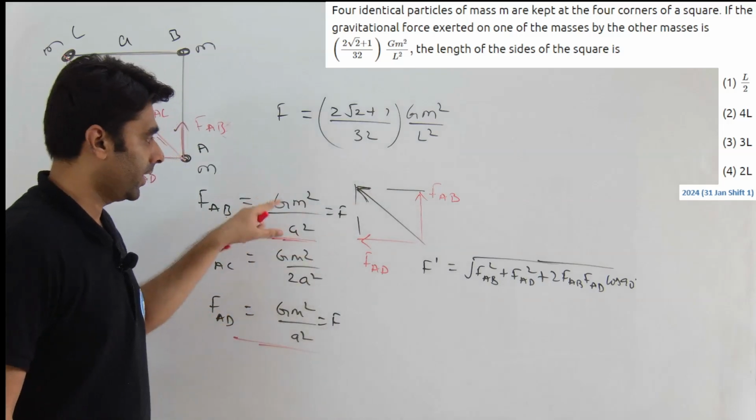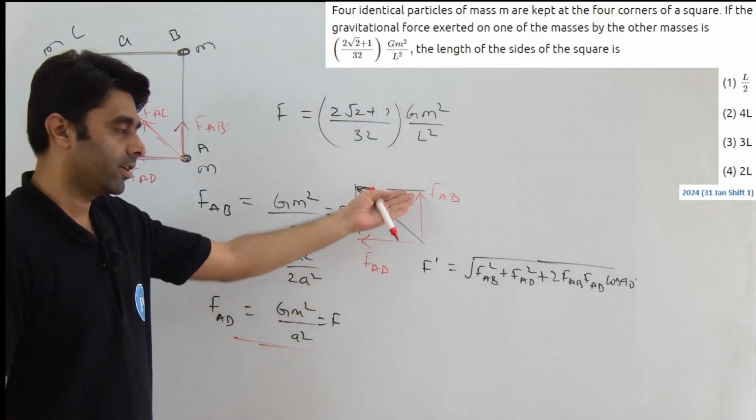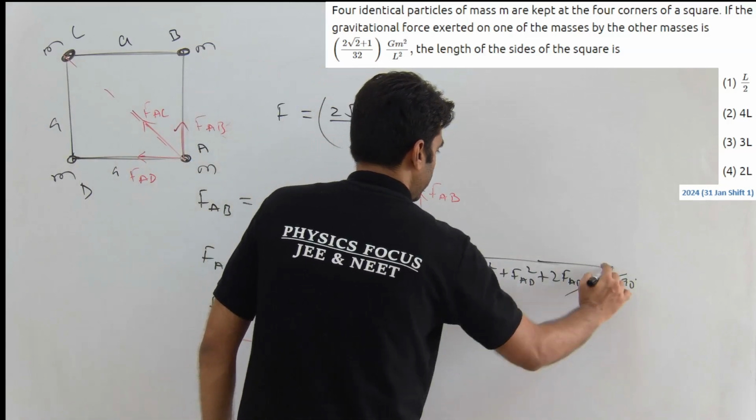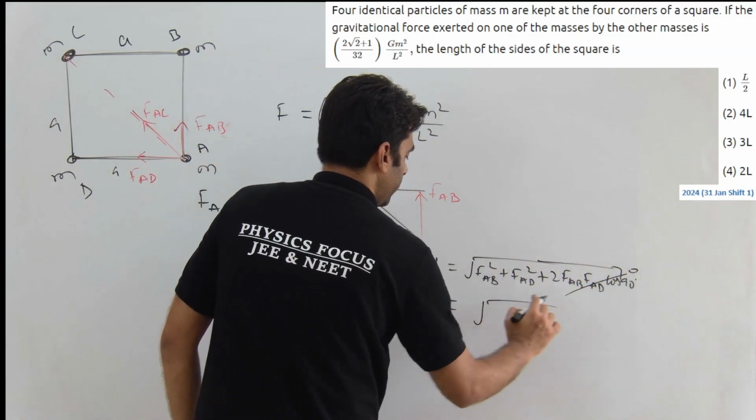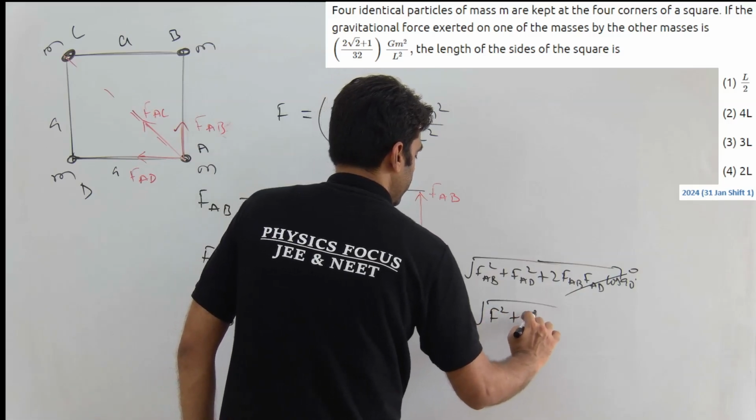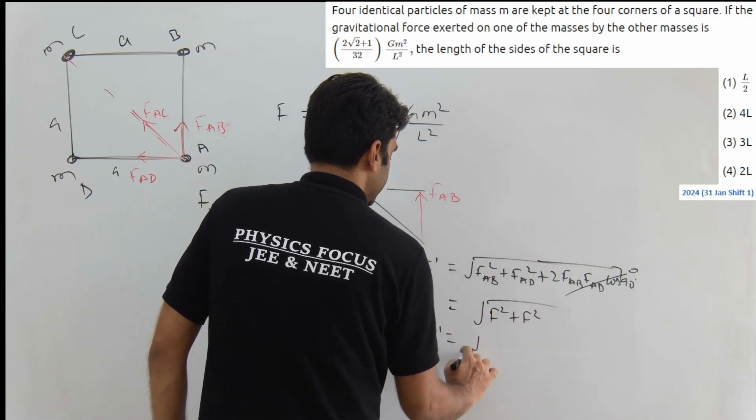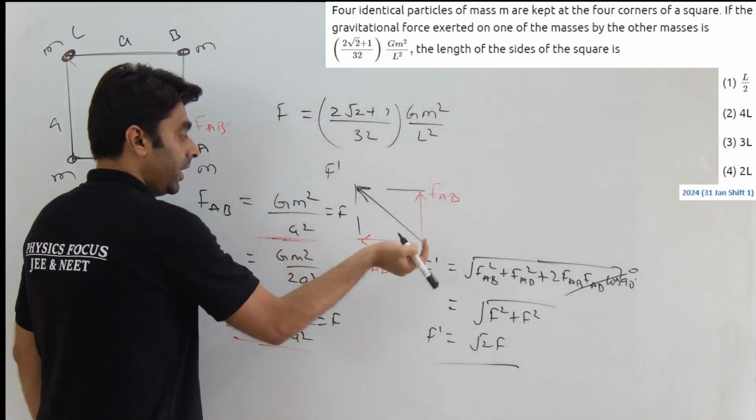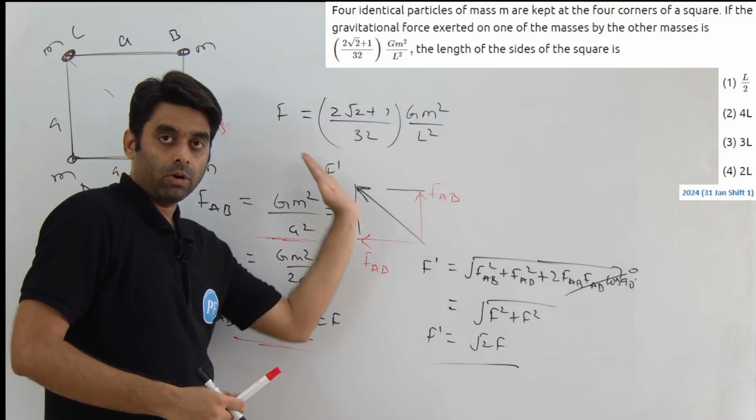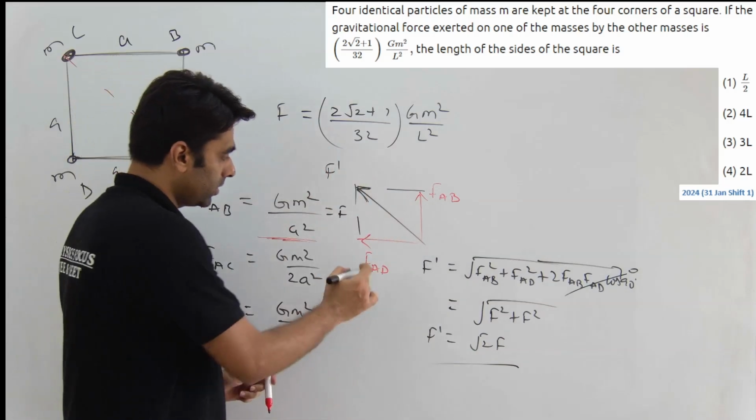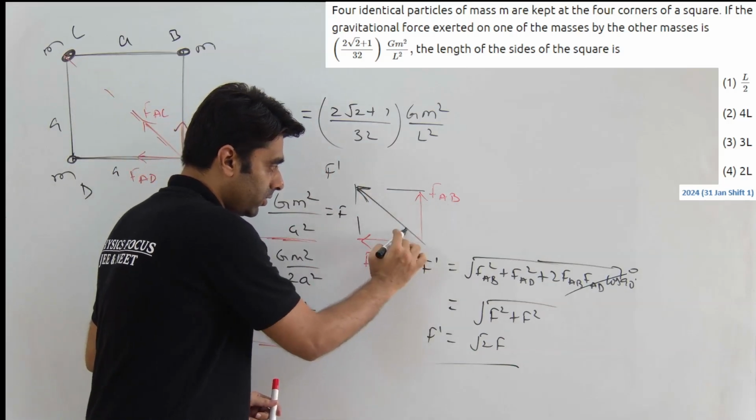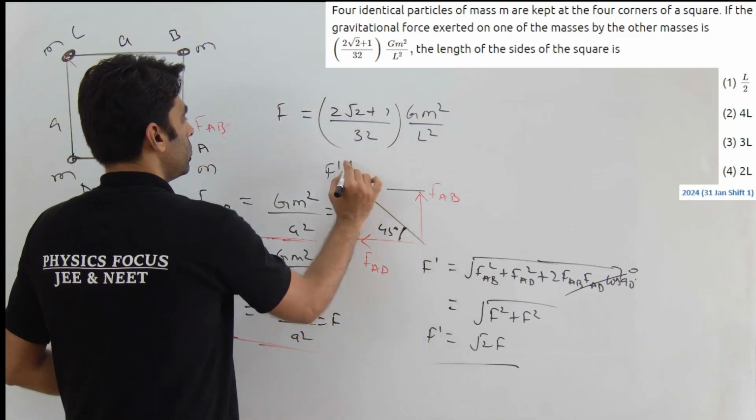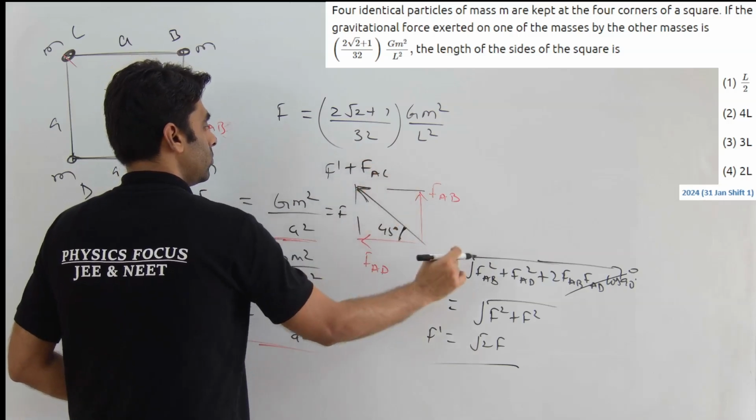The angle between them is 90, or directly you can write the resultant of two perpendicular vectors is root over A square plus B square. So the cross term becomes 0. Ultimately we have root over F square plus F square, so F dash is root 2 F. F dash is coming along the diagonal because magnitude wise they are the same, so the resultant angle will be 45 degrees. And we also know that FAC is also along the diagonal.